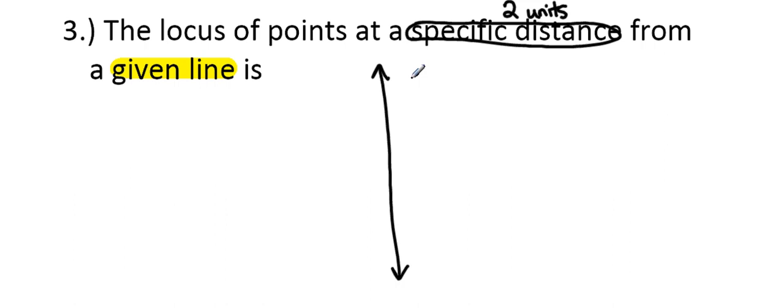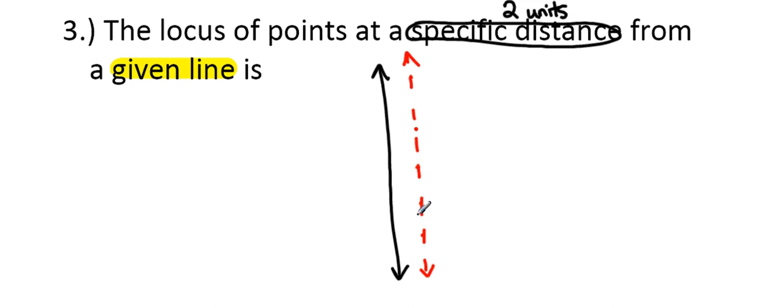So I'm going to go find a point that's 2 units away. That distance is 2. That distance is 2. This distance is 2. So I can see rather quickly that I'm developing over here a line on the right hand side of that given line.